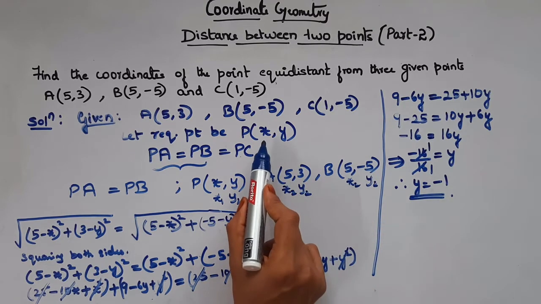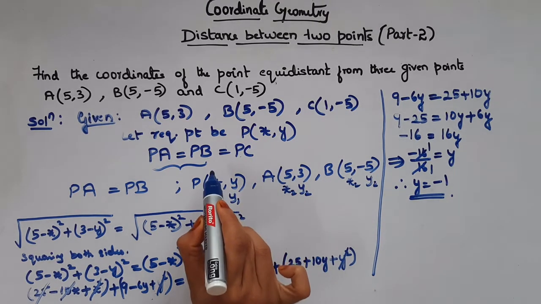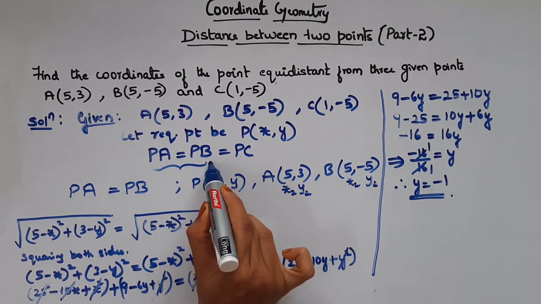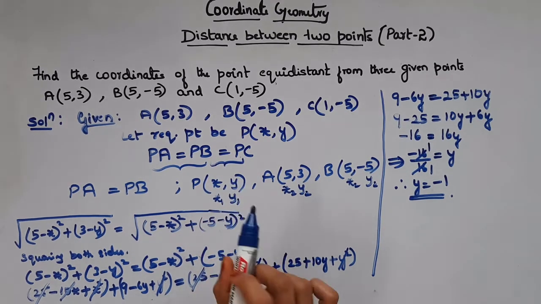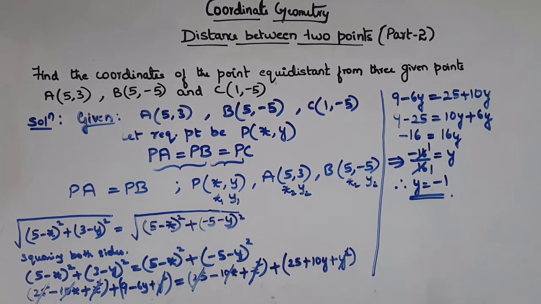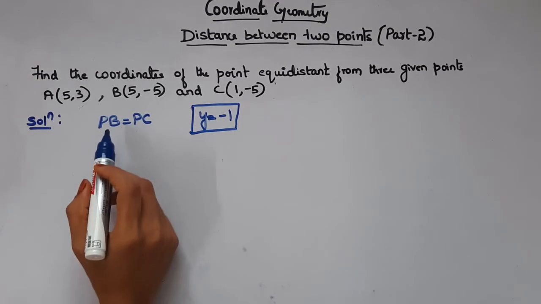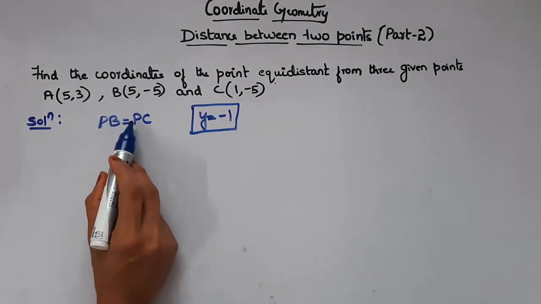We want the value of x. For that we have to take this relation now, that is PB is equal to PC. So we will do this, but before that pause the video and note this down. So now we have to solve for PB is equal to PC.